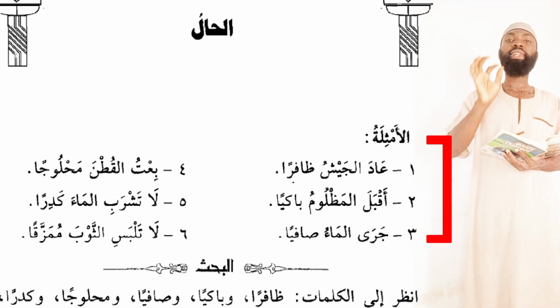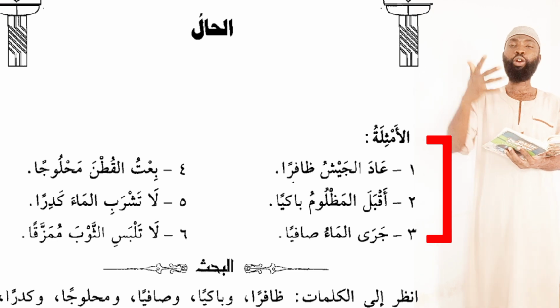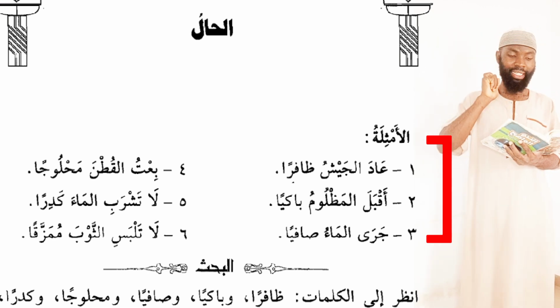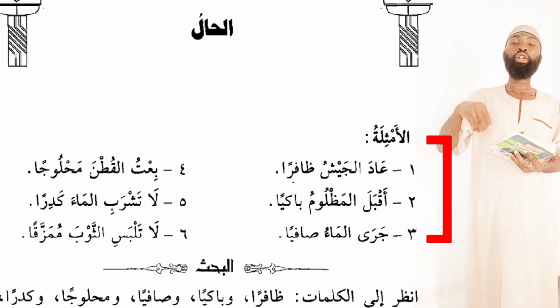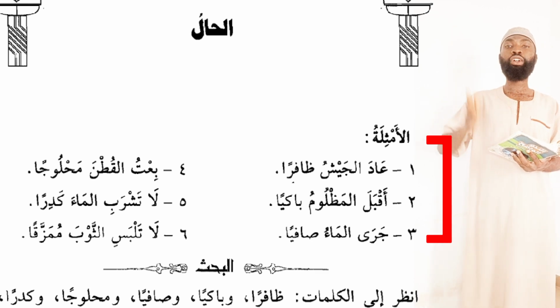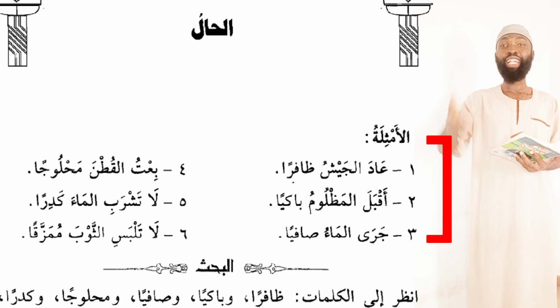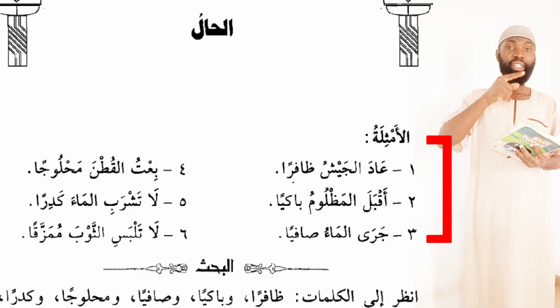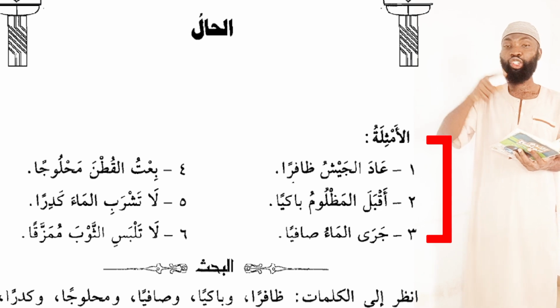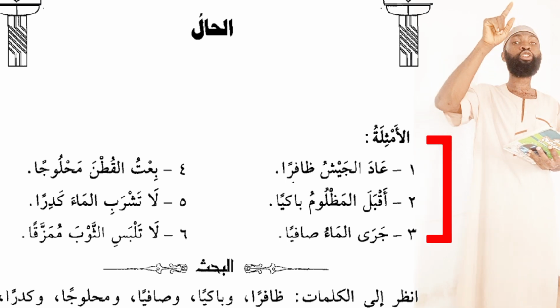We have al-amthila, examples, just these examples to back up the ones we have learned. The first one says, al-jayshu dhafiran. The troop or the soldiers, the army, returned victorious. In what state? In the state of victory, not state of failure or defeat. In the state of what? Victory. That's why you can see dhafiran.